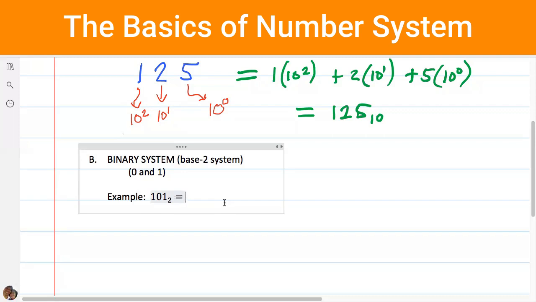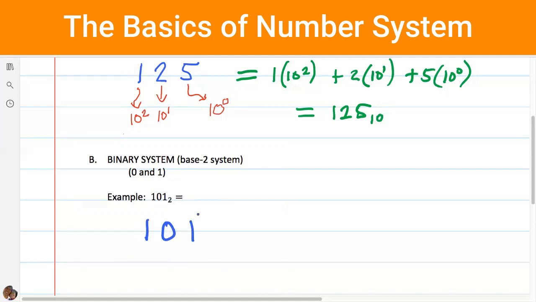Now for the binary number 101, we are going to represent this in terms of its place value. I'm going to write here 101, let's use the blue color, 101 binary, and we will find out what the place value is here.